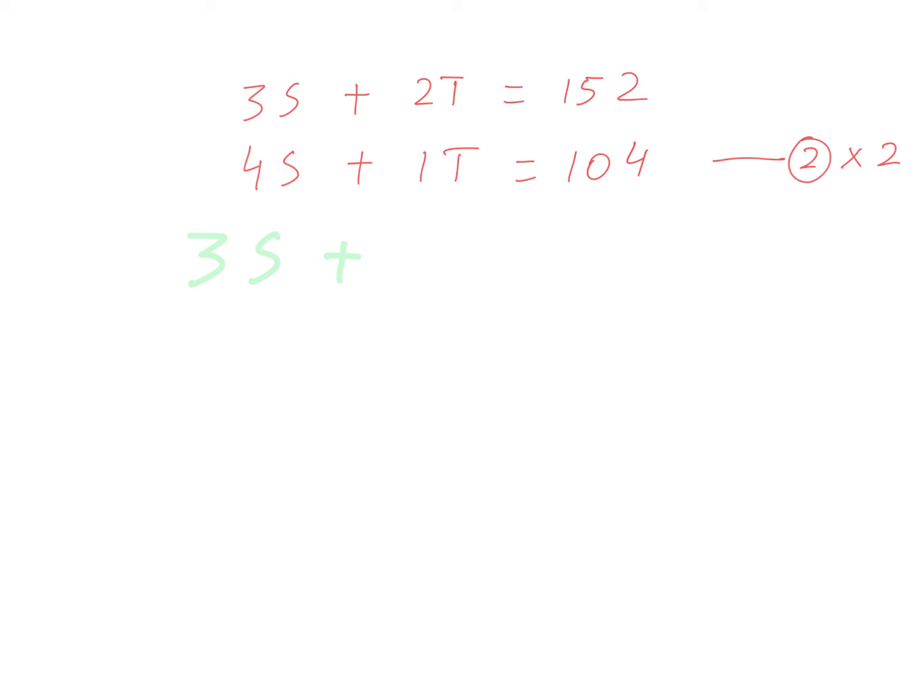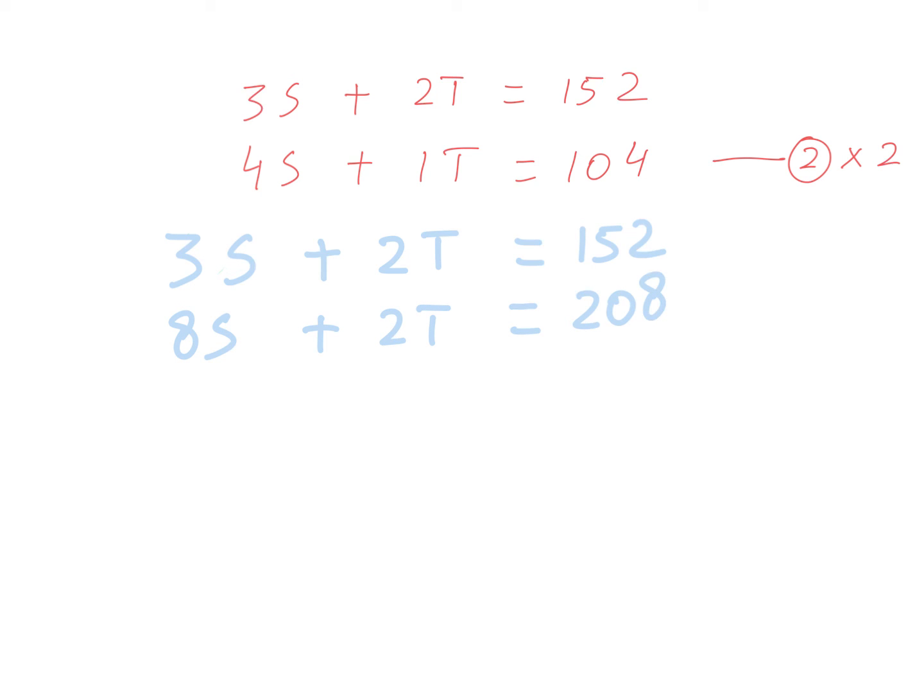So I would have 3s plus 2t. I'll use a different colored marker just to avoid any color issues. So I've got this as my first equation, I just rewrote it. But the second equation would become 8s plus 2t is equal to 208. And now we've achieved these two coefficients to be the same, but we have the same sign for them. So in those cases, we will subtract the equations. So whenever you have the same sign with the coefficient, you subtract the equations.